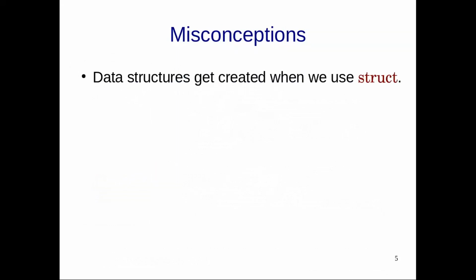As we delve more into data structures, I would like to brush aside a few things, in some sense, misconceptions that some of us might have. So the first thing is that data structures get created when we use struct. We all know about C++, that we are going to use struct to organize the data, and that actually creates the data structures. There is nothing like that. Struct is just one construct in C using which you will be able to put related things together.